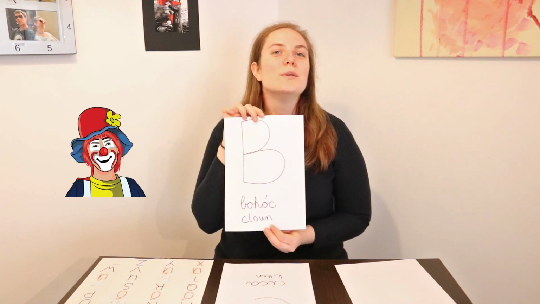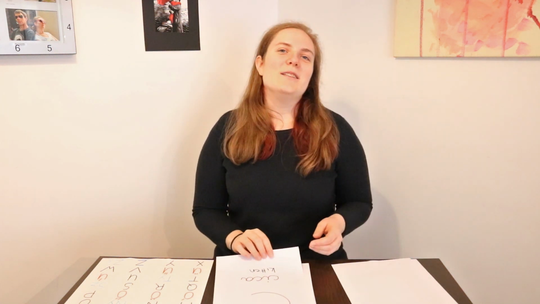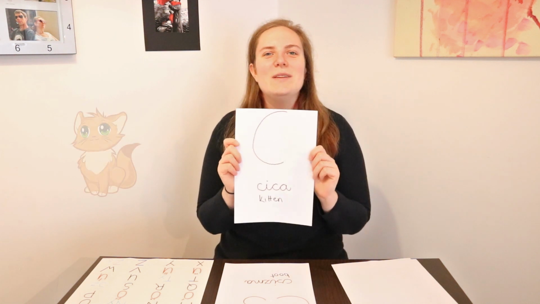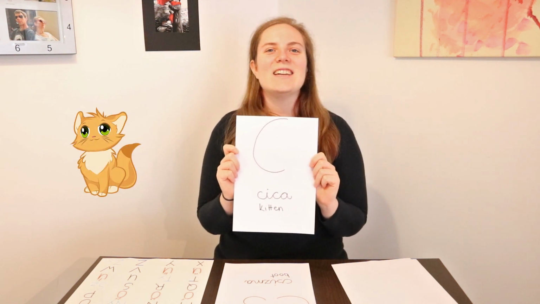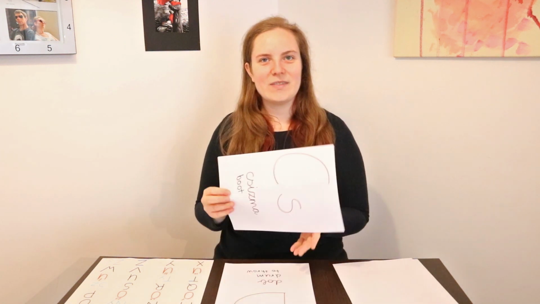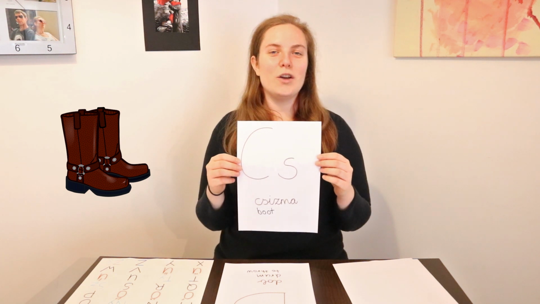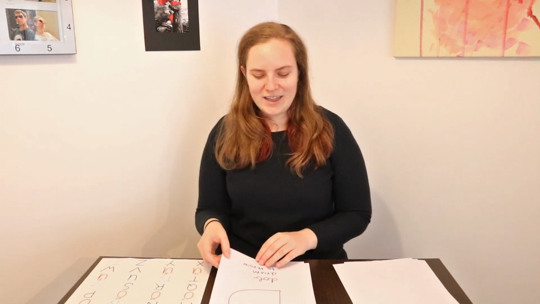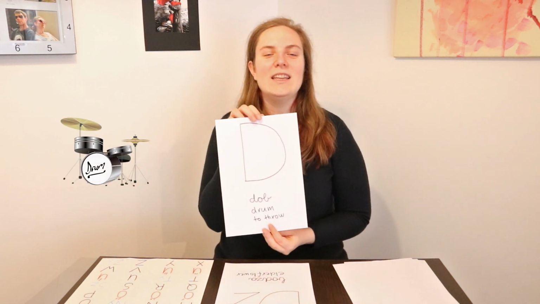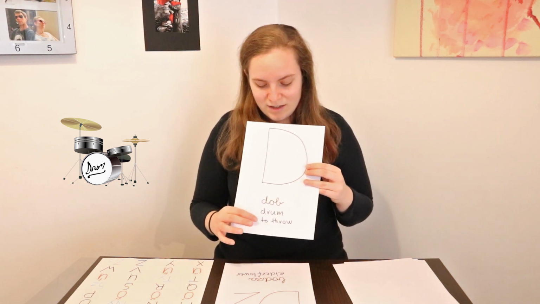B means bohóc. Bohóc is a clown. Oh, this is one of my favorites. C means cica. That is a kitten. Cs means csizma. A boot. Okay, next one. D means dob. It can mean a drum or a drum set, but it also means to throw something.